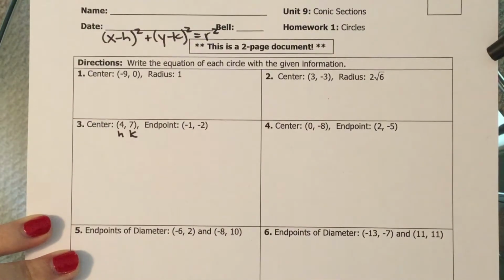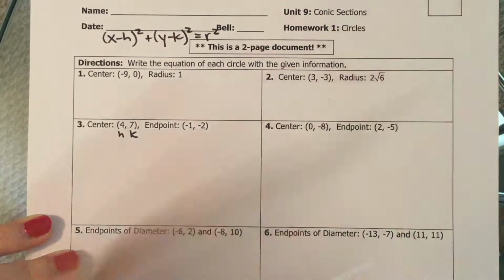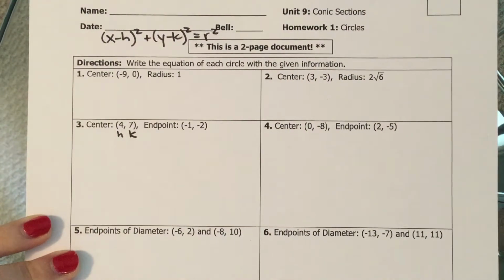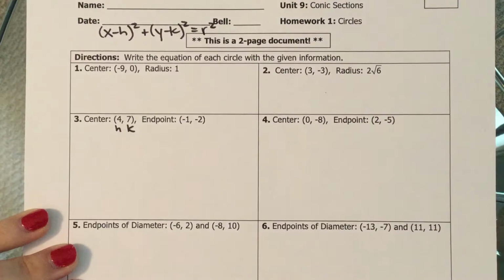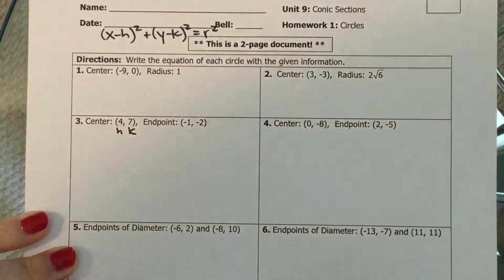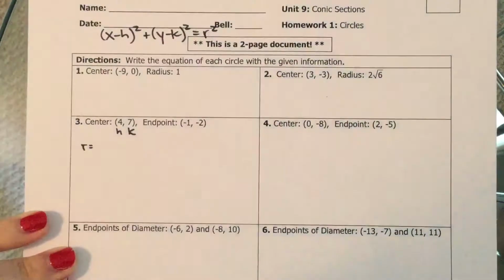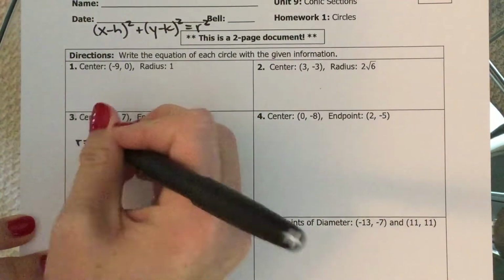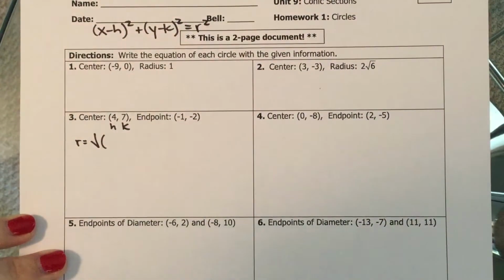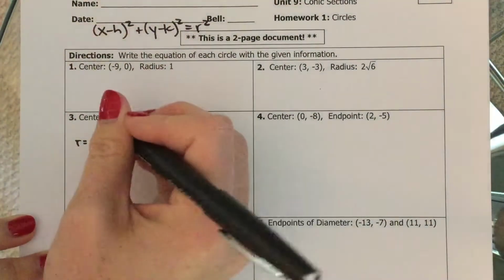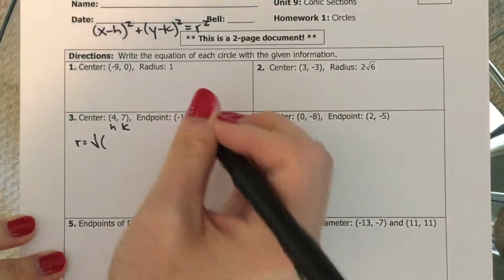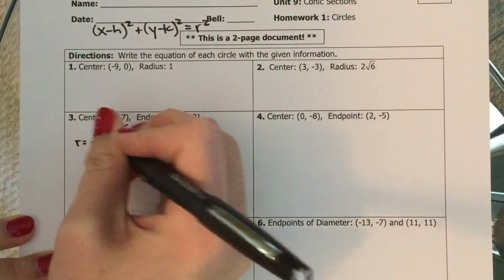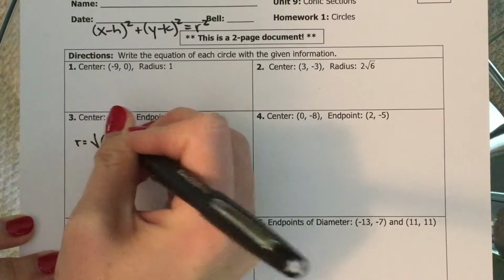If you are given an endpoint, you figure out what the radius would be based on the distance formula. We had a little reminder of the distance formula in your notes. Instead of using D equals, we use R equals. The radius, that's literally the definition of a radius, is the distance from the center to one of the endpoints of a circle. So square root, in parentheses, x2 minus x1. We're going to take either 4 minus -1 or -1 minus 4. The order doesn't actually matter, because you're squaring it anyway.